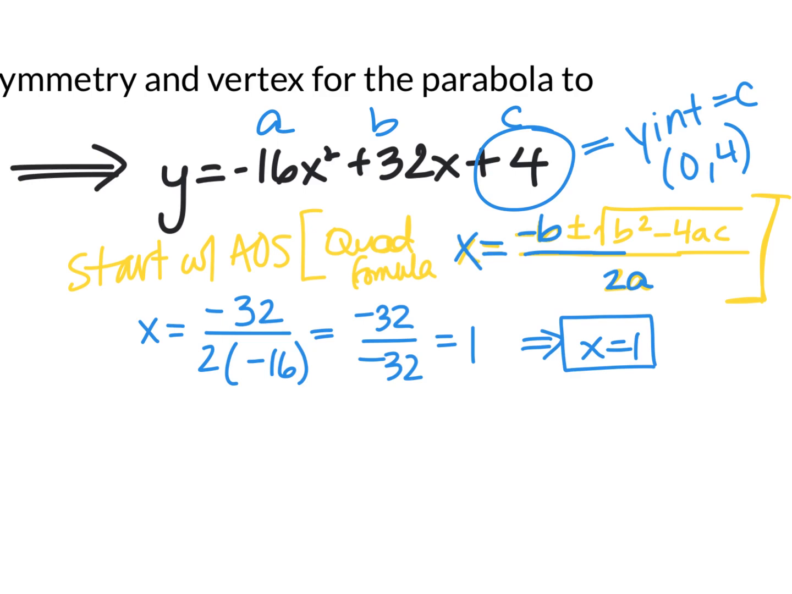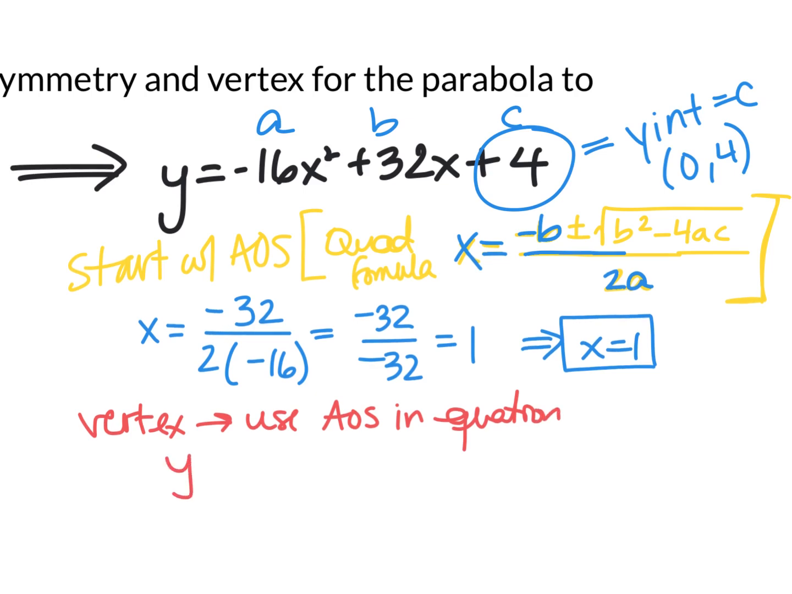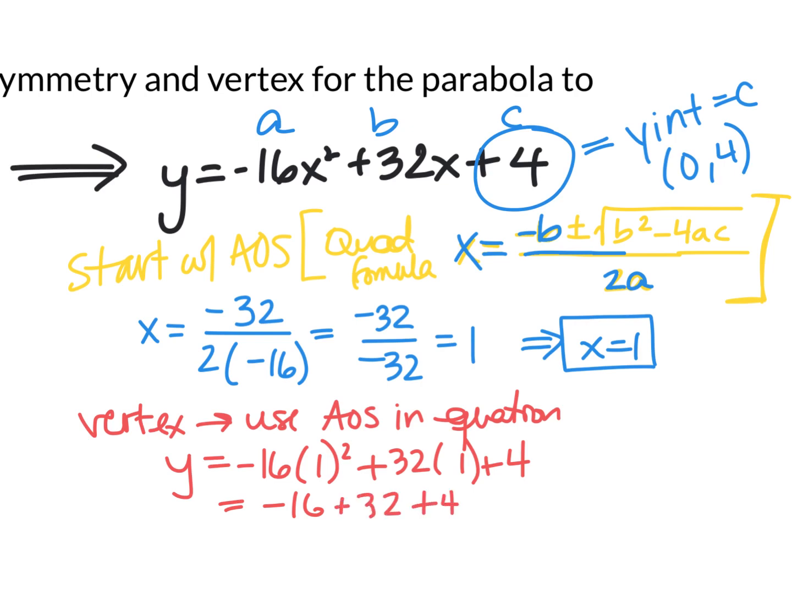Okay, from that, we can now find the vertex. To find the vertex, we're going to use the axis of symmetry in the equation. We're going to plug that into the x places. So negative 16 times 1 squared plus 32 times 1 plus 4. If we simplify this, that's negative 16 plus 32 plus 4, which gives me an output value of 16 plus 4, which is 20.